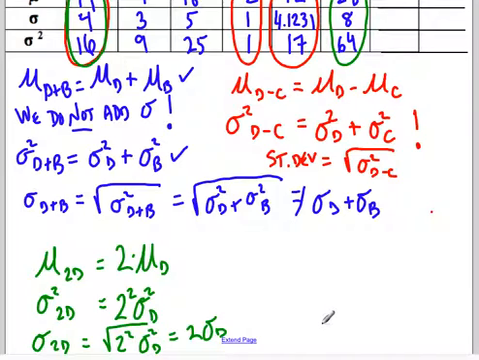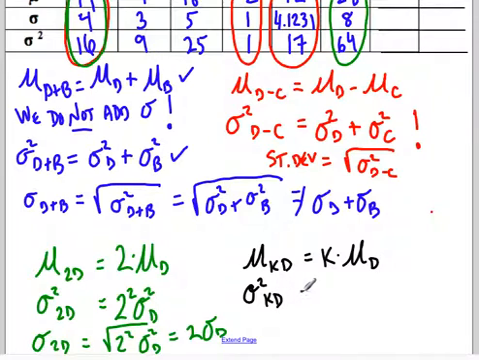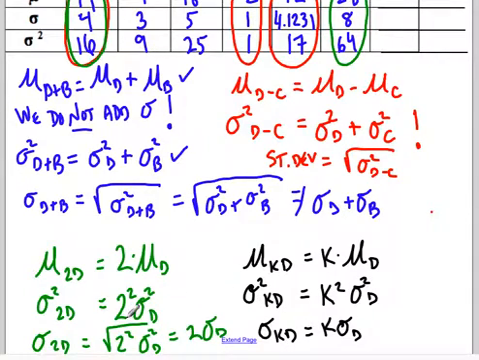This works for any sort of constant scenario. So if I have a constant k times D, I just take that constant and multiply it by the mean of D. For the variance of k times D, I just take that constant squared and multiply it by the variance of D. And the standard deviation of kD would just equal k times the standard deviation of D. Standard deviation, not variance. So these, the green and the black, they're basically the exact same formulas. It's any sort of constant.